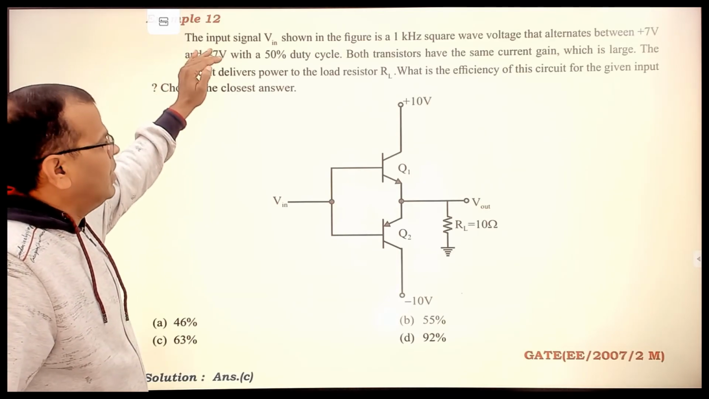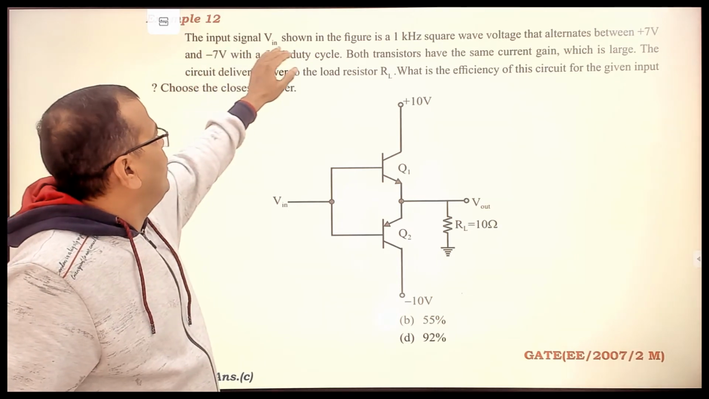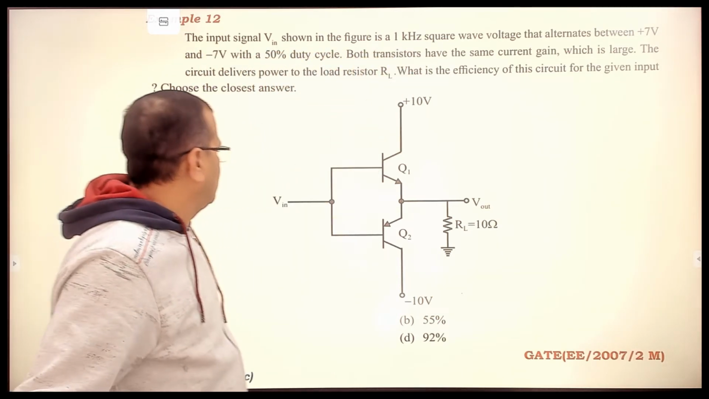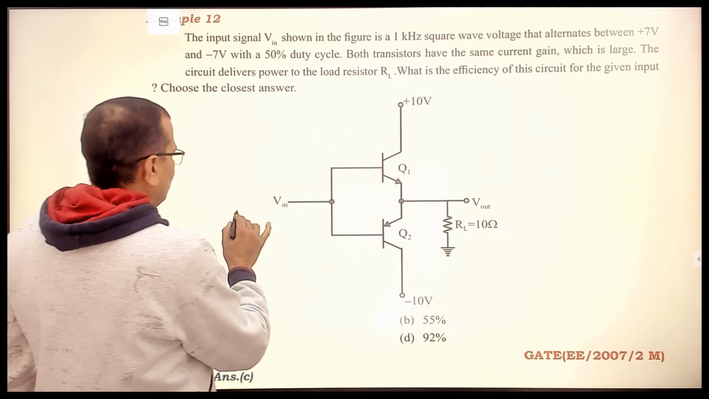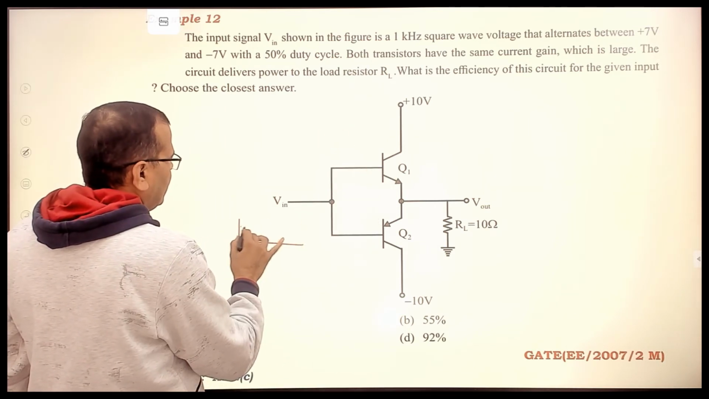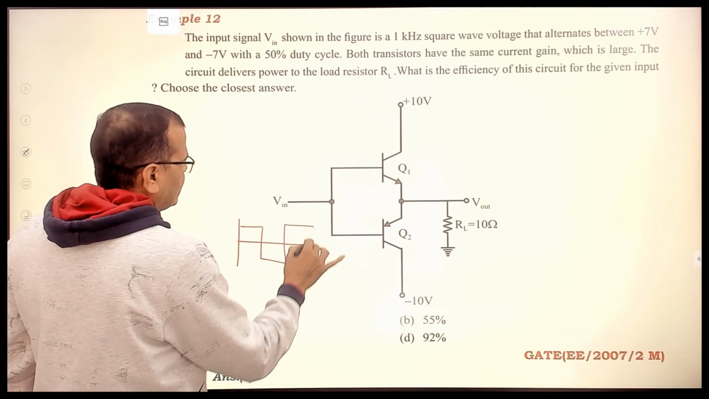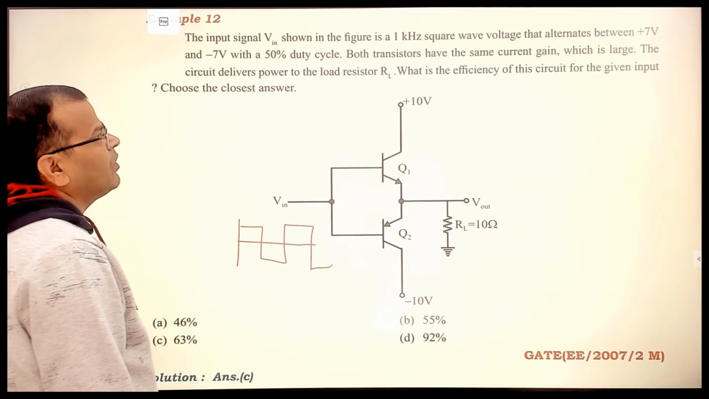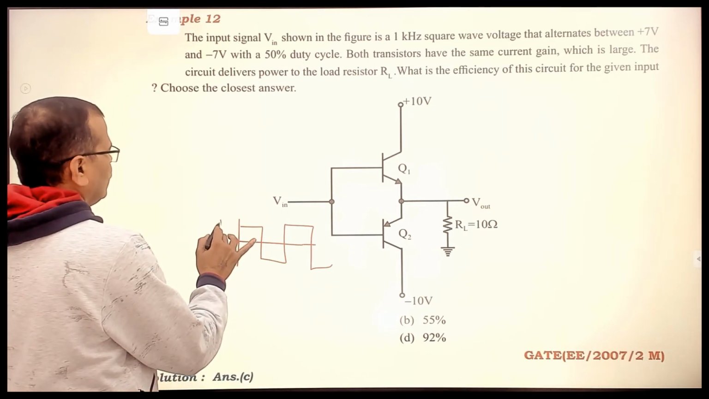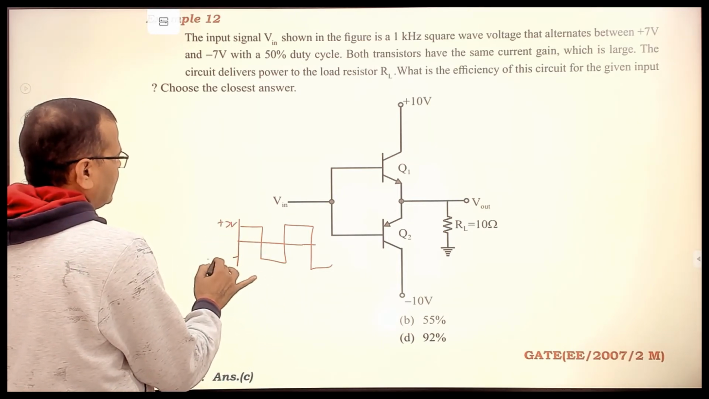The input signal being shown in the figure is 1 kilohertz. So the input signal here is a 1 kilohertz square wave like this, right? That is an input signal that alternates between +7 and -7. So this is +7 and -7.